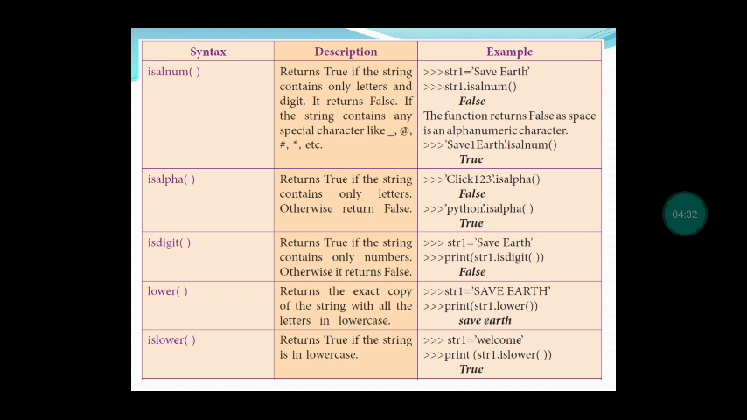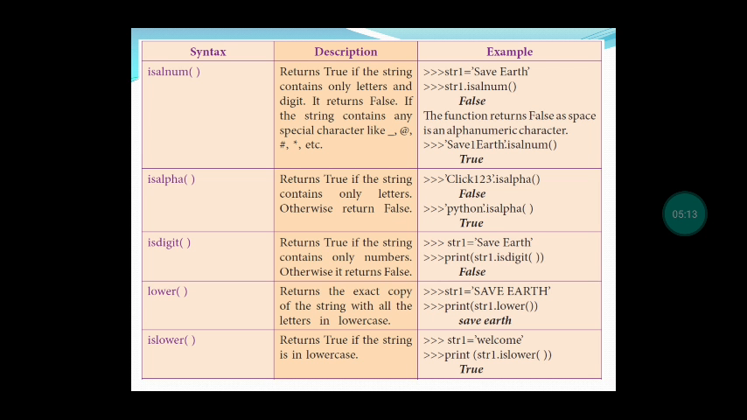Next function is isalnum. Al means alphabet, num means number. We are checking if the string contains both alphabets and numbers; then it returns true. If the string contains only alphabets or only numbers, it returns false. Let us see the example. The string given is "save earth". Only alphabets are there, so we get the result false. Next example, "save1earth". Alphabets are there and the number 1 is also there, so it returns true.